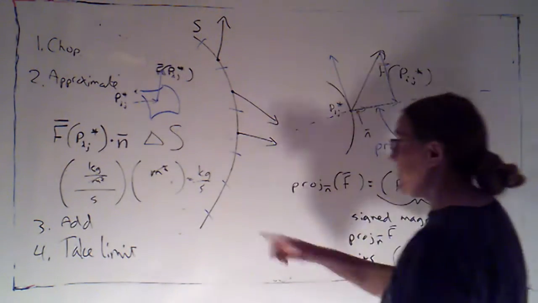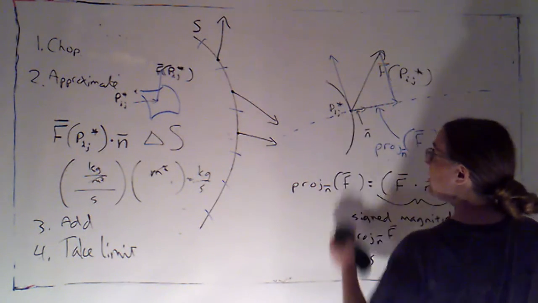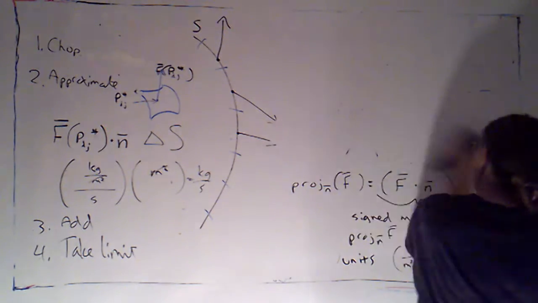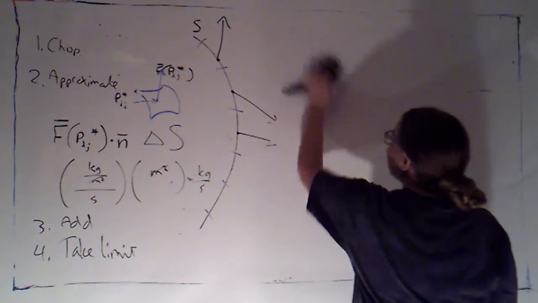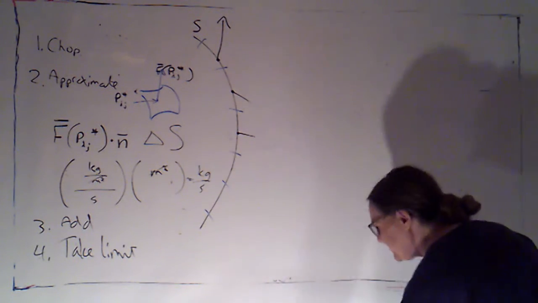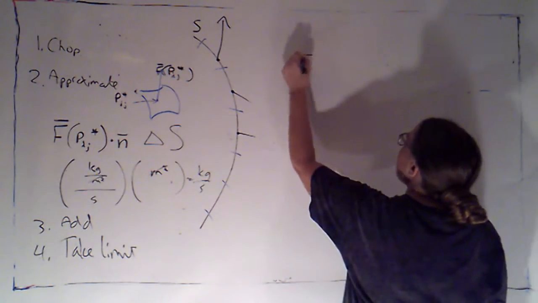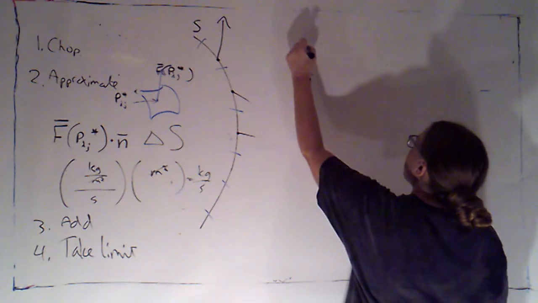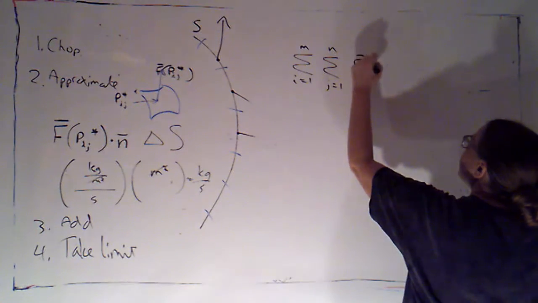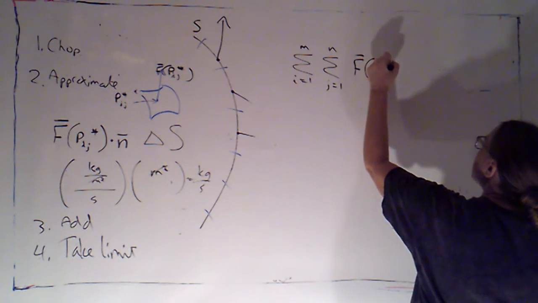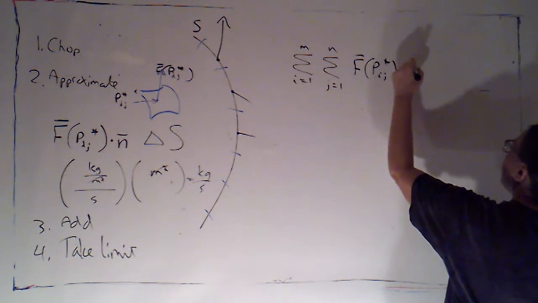And I'm hoping that when I add things up, what I get looks like a Riemann sum, so that when I take the limit of my Riemann sum, I'm just getting an integral. So let's take a look. I'm going to be adding up the sum as i goes from 1 to m, sum as j goes from 1 to n, f evaluated at p_ij star, dotted with n.